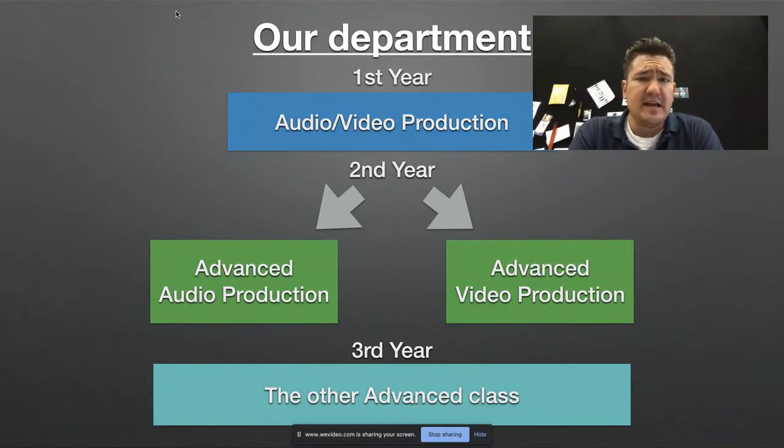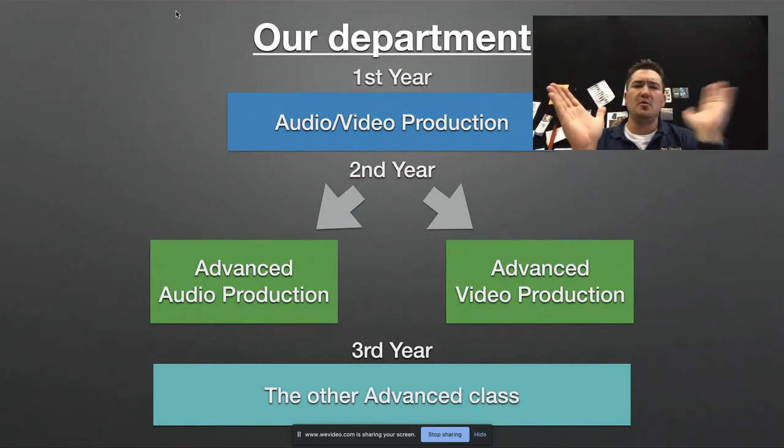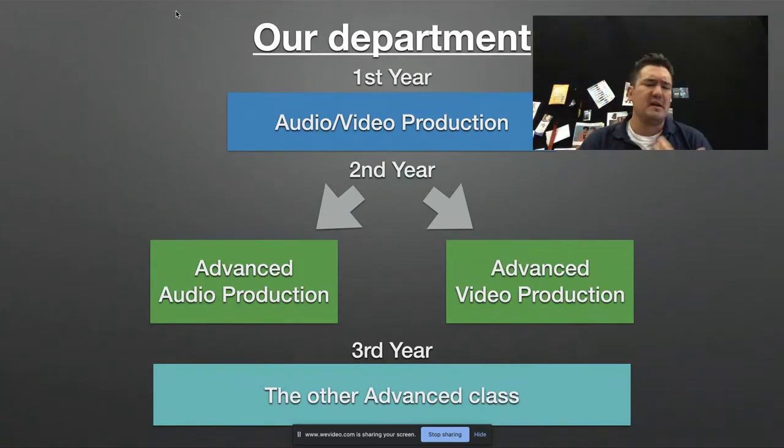Our advanced class is in the afternoon. So let's say that you really love audio. Well, you can take advanced audio production, and we'll talk about what that class is. Or in your second year, you can do advanced video production. So there's kind of a split in the second year for video or audio. And that helps people figure out, all right, well, I want to do a full year in audio for sure. But what if I have a third year? Well, we recommend that you go take the other advanced class.